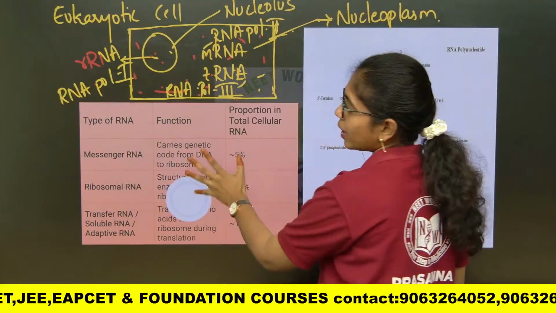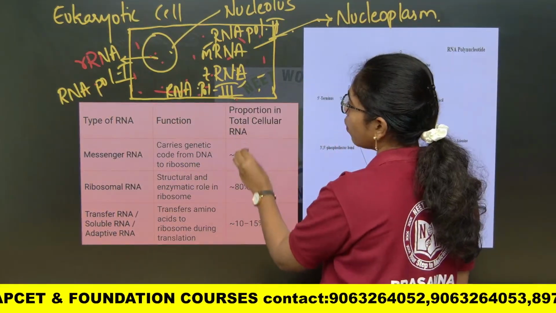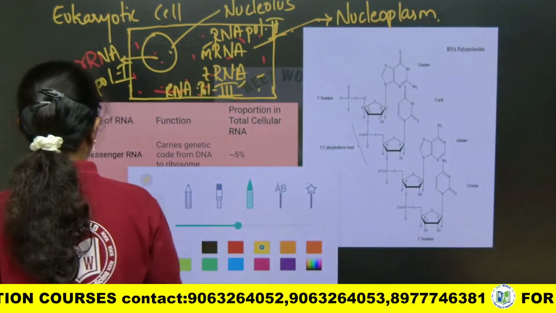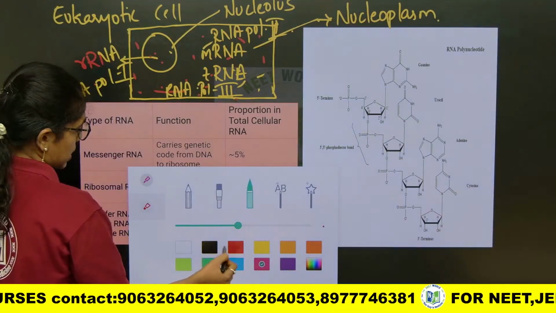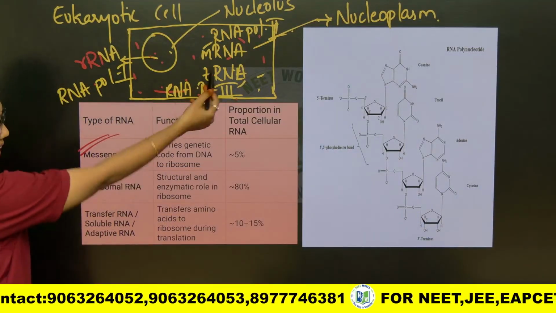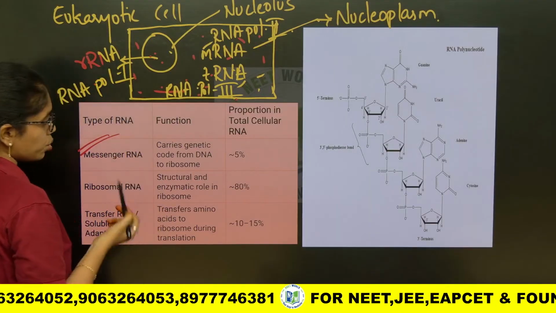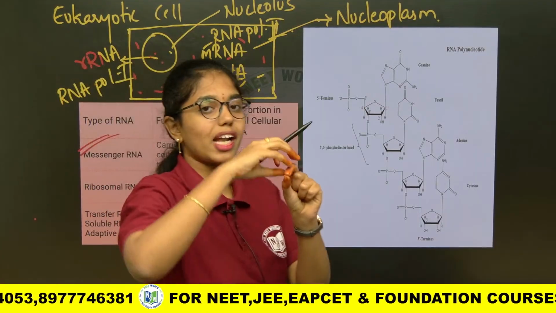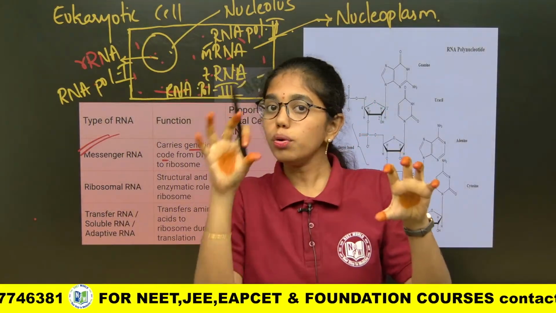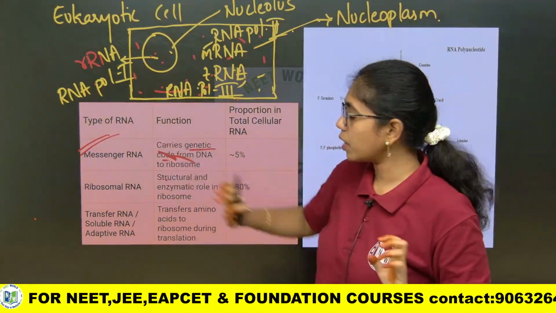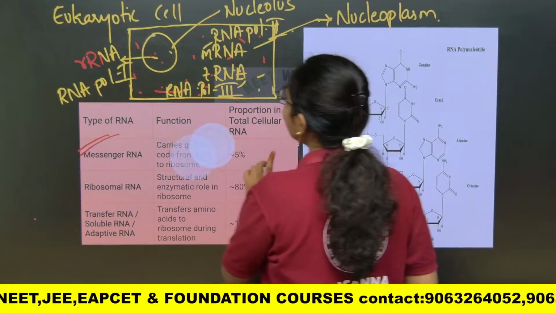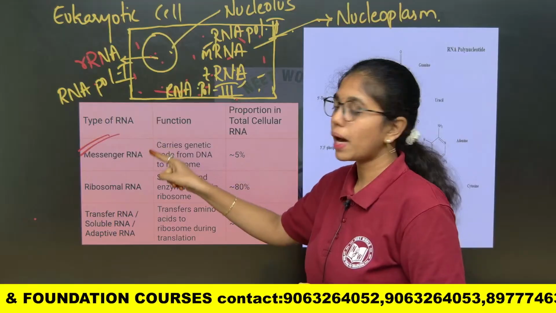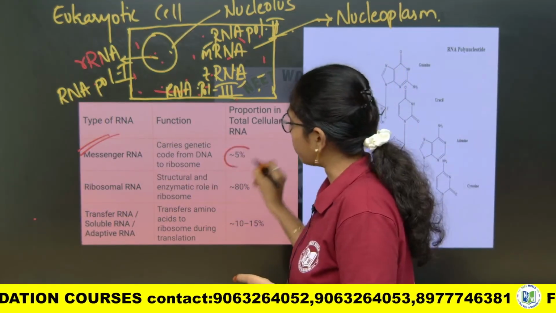Here you see the major functions of the RNAs and their proportions of total cellular RNA. Messenger RNA, that is mRNA, is synthesized in the nucleoplasm by RNA polymerase 2. This carries the genetic code from DNA to ribosome. Yes or no? Messenger RNA will transmit the information from DNA to ribosome. This is actively participating in the transcription process. How much percent of mRNA is present in total? It is just 5%.